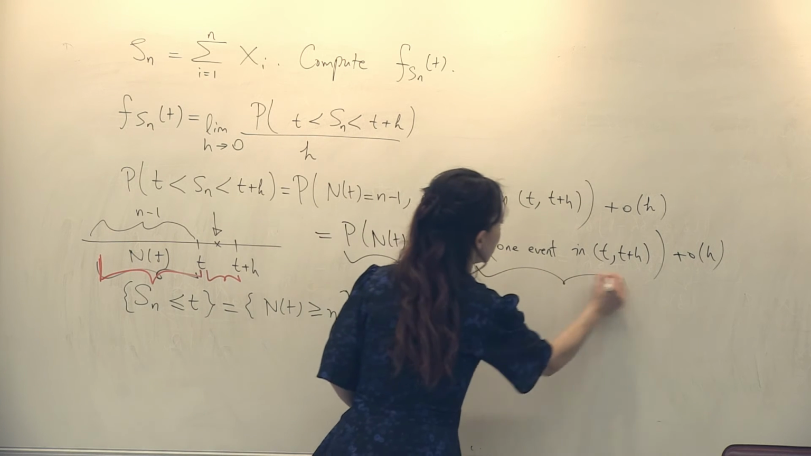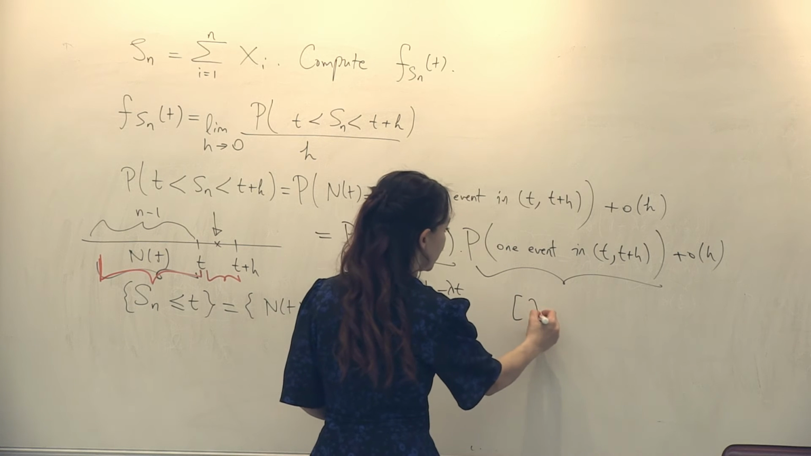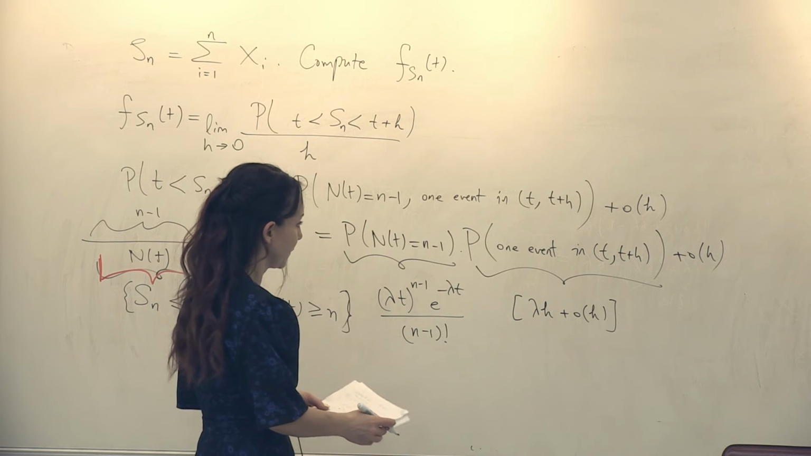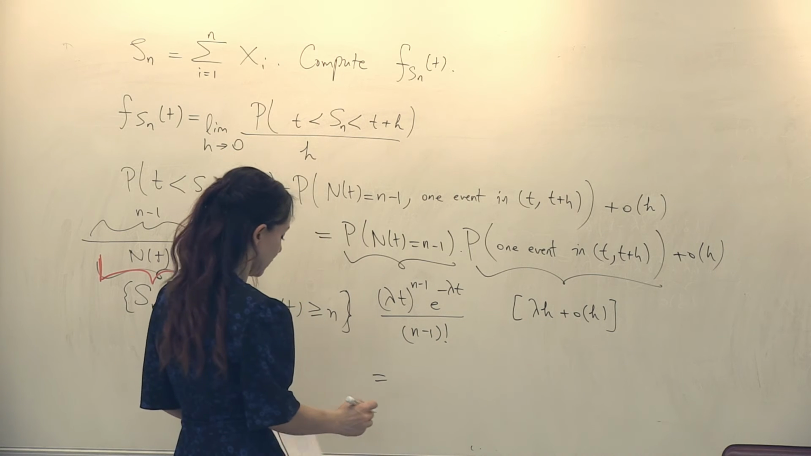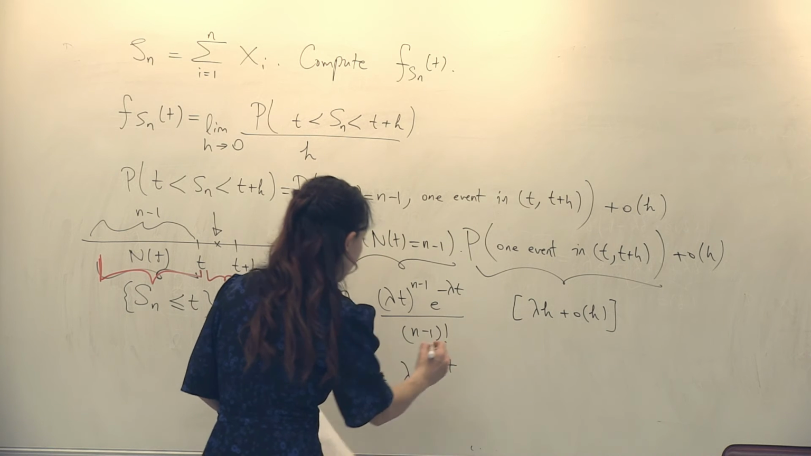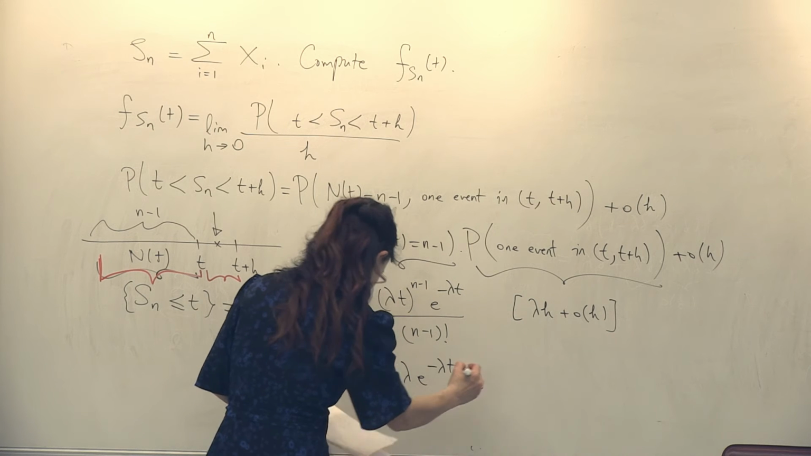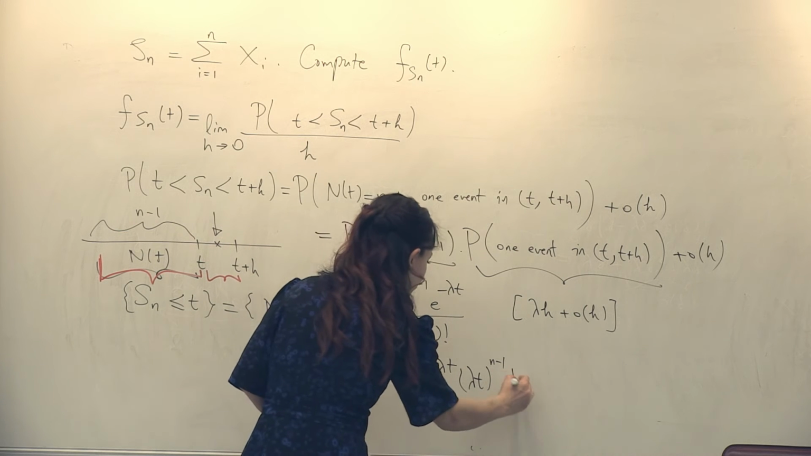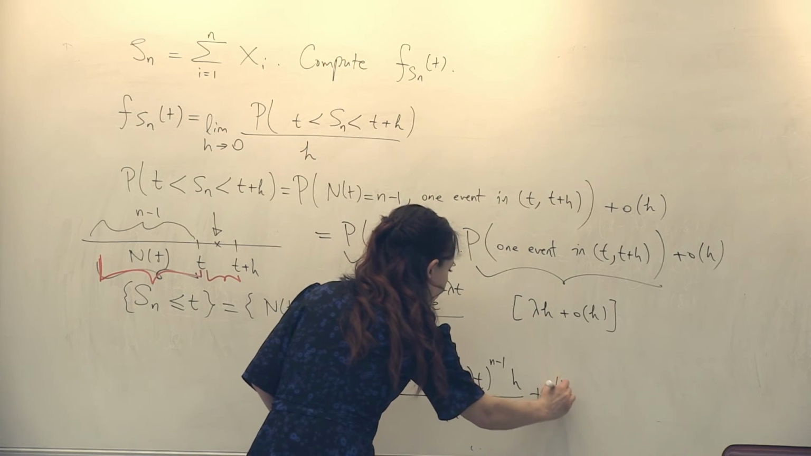And this is the probability of one event, one arrival, and that is given by lambda times h plus little o of h. Okay? So when we sum up this whole thing, we find lambda e to the minus lambda t times lambda t to the n minus 1 h divided by n minus 1 factorial plus little o of h.